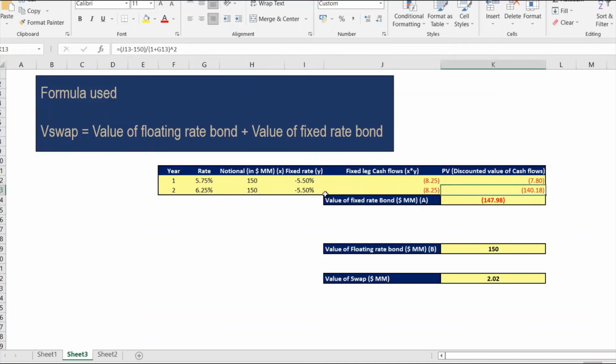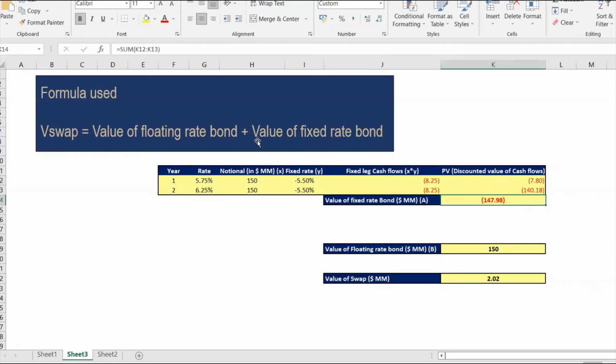The total payment that the bondholder will receive at year 2 will be 150 plus 8.25. So for an issuer, it would be a negative. So negative 158.25 discounted at 6.25% is 140. So net value of fixed rate is 147.98.